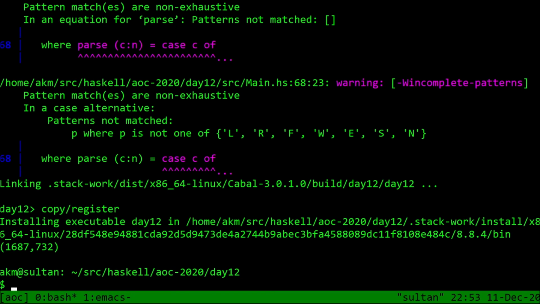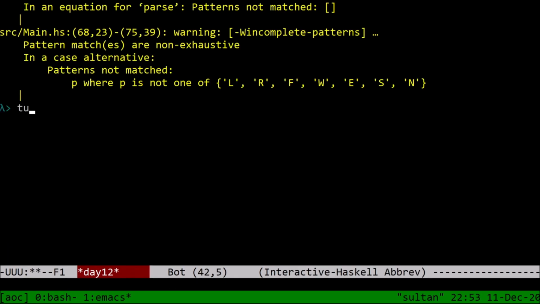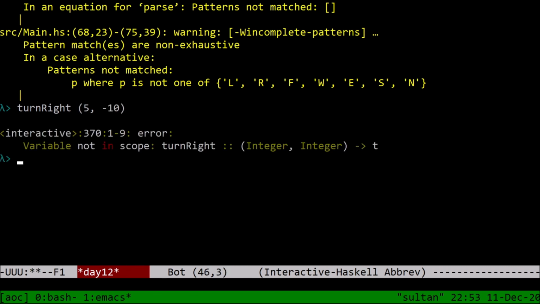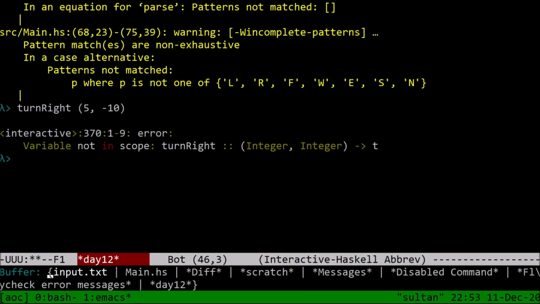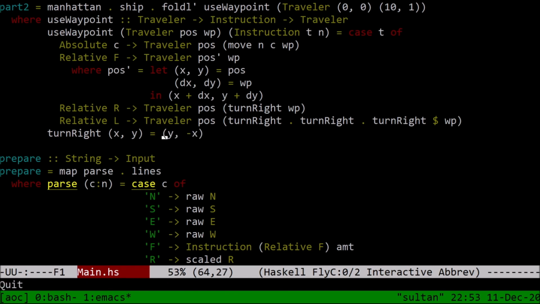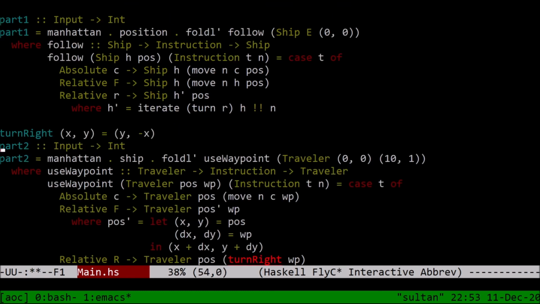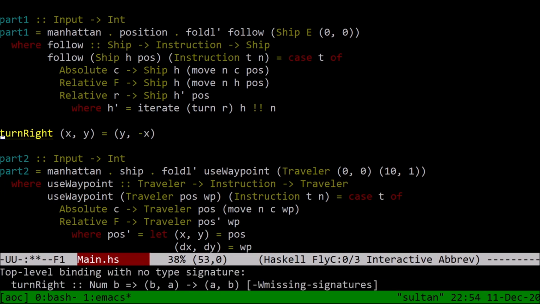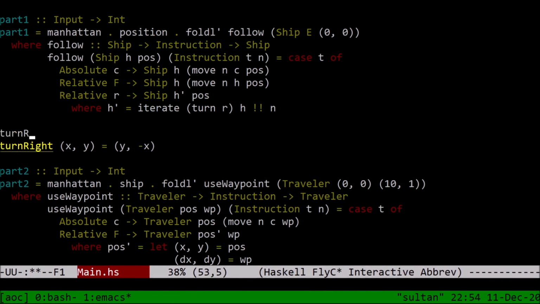Let's make sure I wrote turn right correctly. Turn right of, I don't know, 5 minus 10, and then I'll think about what those mean. Oh, it's hidden. All right. But like, that's east 5, south 10 in my coordinate system, which should be, if you were to turn right, west 5 and north 10. I think that's right, but I'm not sure actually. This is like, it's obvious, but let's just, come on, let me use the type. Oh my god. Turn right.